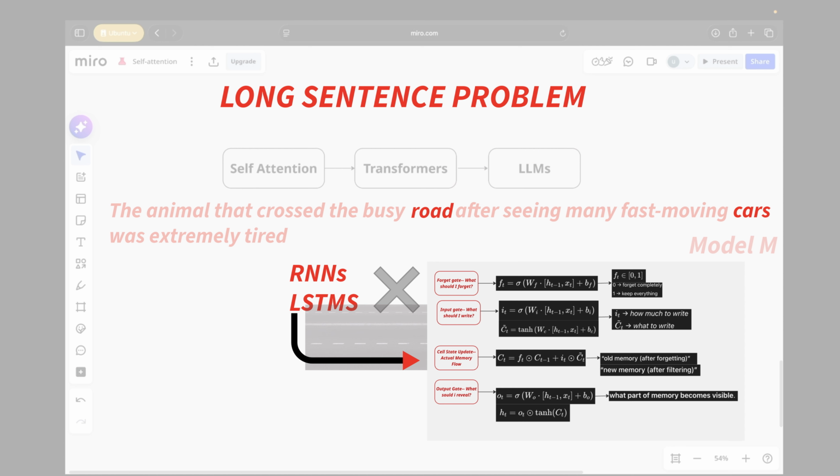LSTMs introduced memory gates. They helped, but the sentence is still processed sequentially. Long-range associations like road and cars remain difficult. The limitation wasn't memory, it was basically sequential thinking.